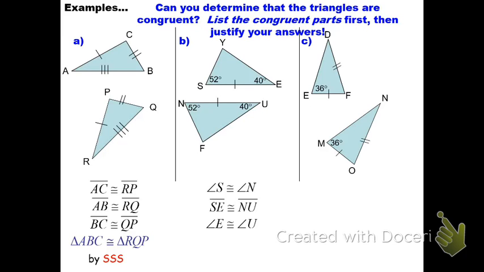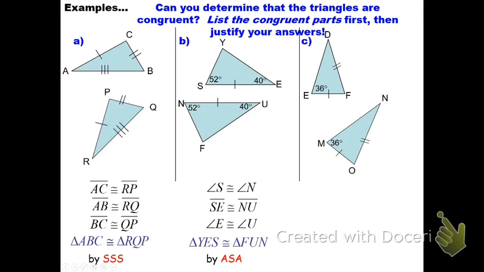Angles S and N are congruent because those are my 52-degree angles. Side SE and NU have the 1 tick, and angle E and angle U are both 40-degree angles. Are these congruent? Yes, they are, because this is angle side angle: 2 pairs of corresponding angles and the side in between. So triangle YES is congruent to triangle FUN by angle side angle.